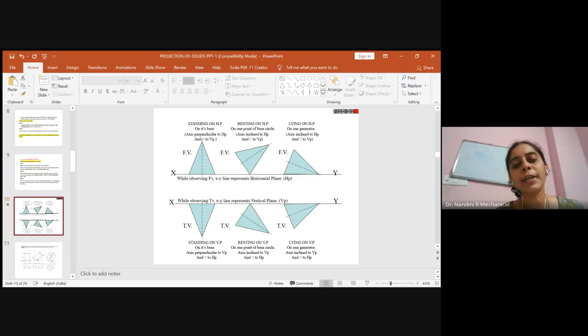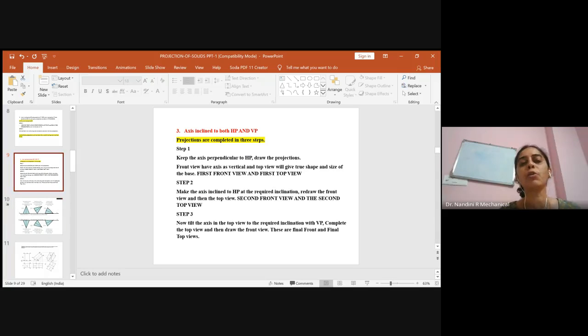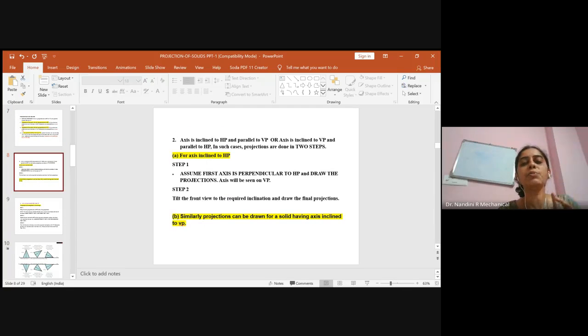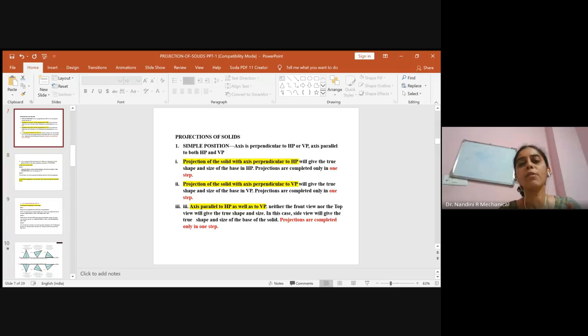In the second step, we take the axis inclined to a particular angle to HP, and in the third stage, we take the axis inclined to a particular angle to VP. Then we shift the entire second stage top view and front view to the third position. So these are the basic steps you have to follow. If it is the first method, we always go with the first one. What is that? We will assume the axis is perpendicular to HP and you will draw the top and front view and leave it out. So that is done in one step.